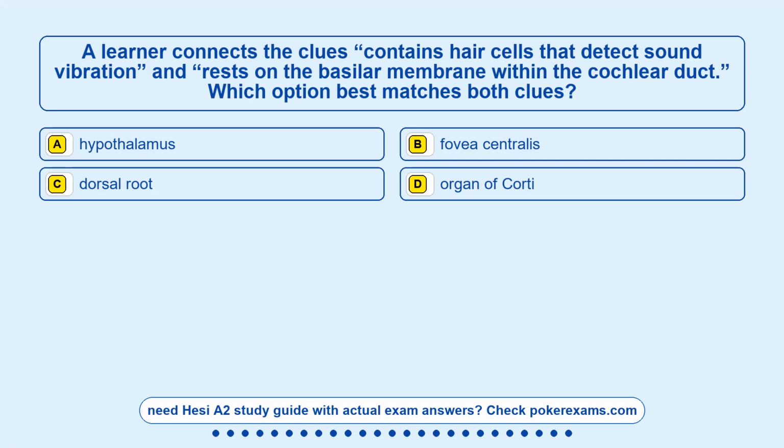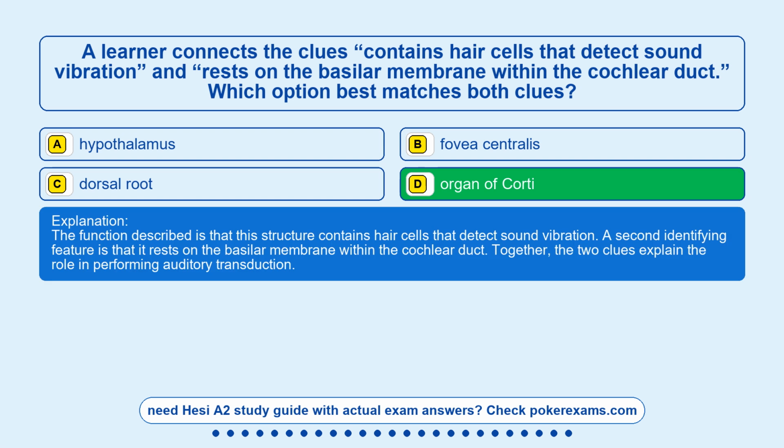Question 19. A learner connects the clues: contains hair cells that detect sound vibration and rests on the basilar membrane within the cochlear duct. Which option best matches both clues? Option A, hypothalamus. Option B, fovea centralis. Option C, dorsal root. Option D, organ of Corti. The correct answer is option D, organ of Corti.